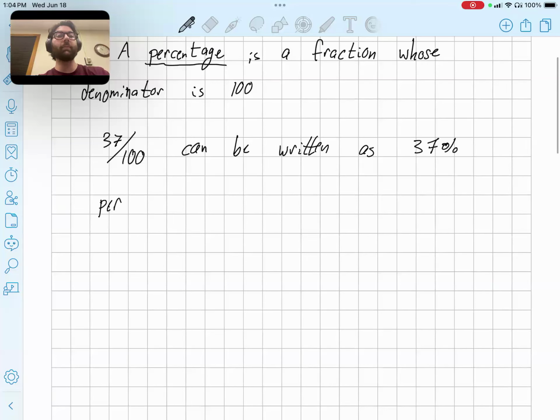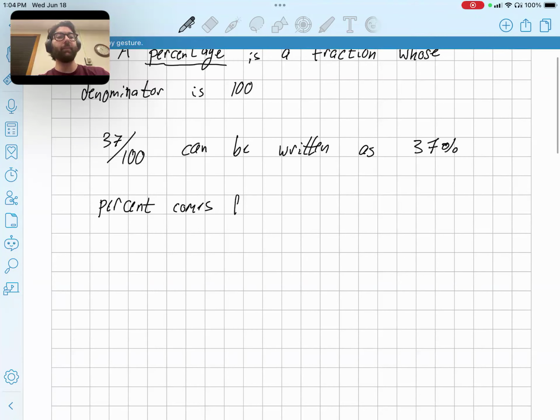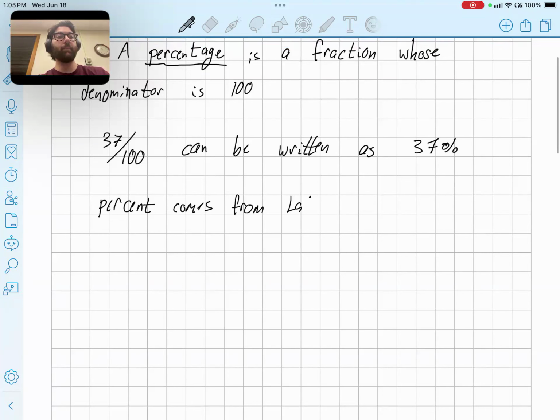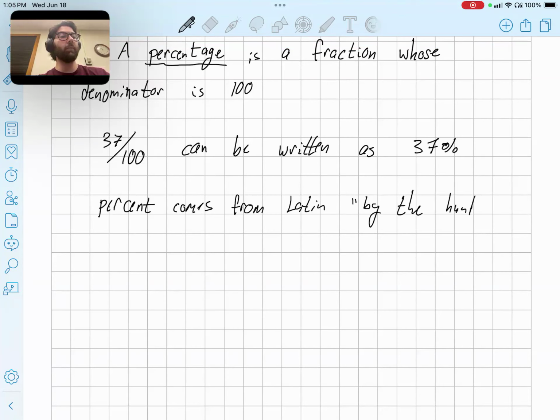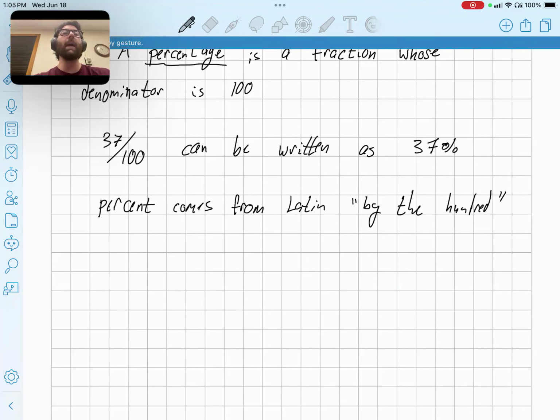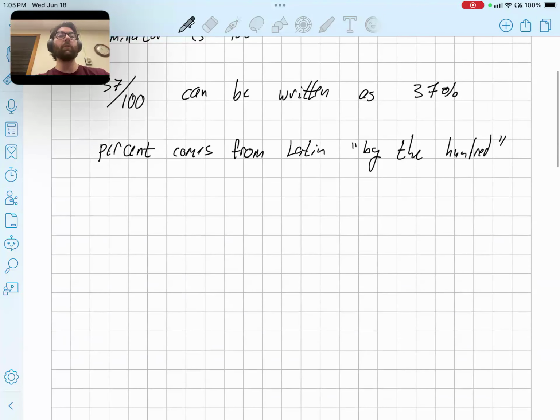Percent comes from Latin, which means by the hundred. And so that's why we call it a percent, because we have a denominator of 100. So some more examples.